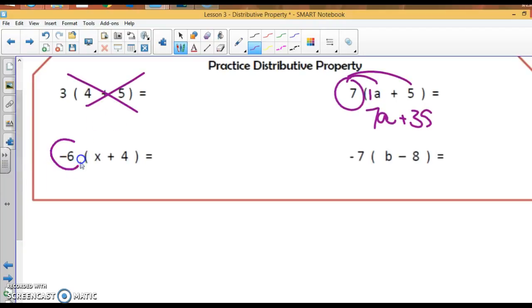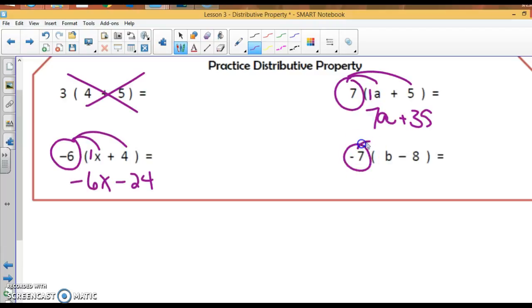This one: negative 6 times the quantity x plus 4. Remember, there's a 1 here. Negative 6 times 1x is negative 6x. Negative 6 times positive 4, this is a positive 4, this is a negative 6, is negative 24. Look how I'm writing that: minus 24. That is negative 24. I just write it with one sign.